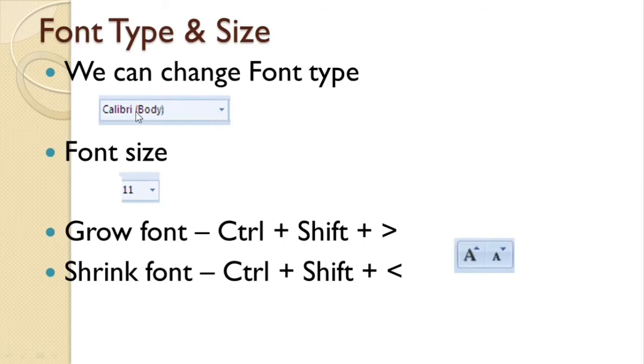Then you can change the font size by going to font size button and clicking on drop down and selecting any one of the font sizes. Then you can increase or decrease your font by going to grow font or shrink font. Grow font can increase the size of the text. For that, shortcut key is Ctrl plus Shift plus greater than sign, and for shrink font, that means decreasing font, shortcut key is Ctrl plus Shift plus less than sign. So this is for increasing and decreasing your font.